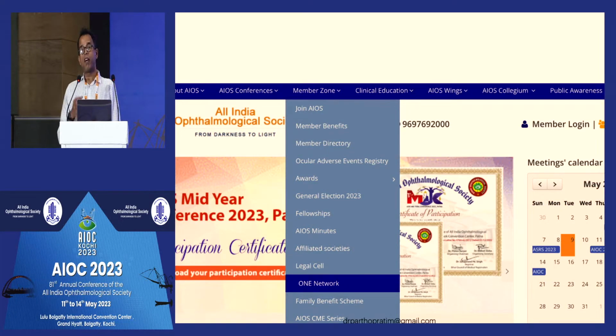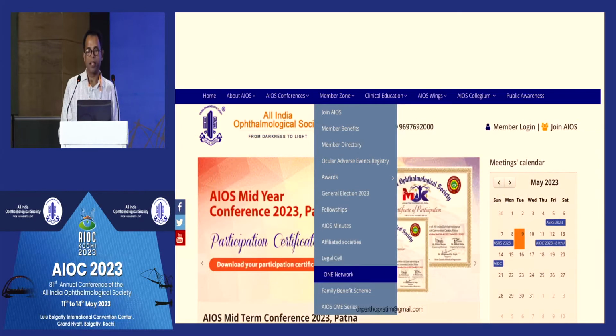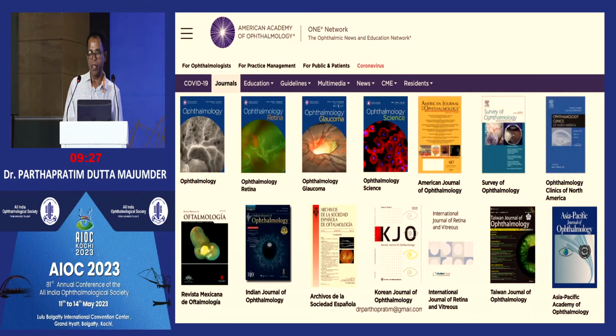I'll start with a very important opportunity AIOS has given us, that is access to the One Network. This One Network is one of the brilliant resources an AIOS member can browse. You have to write to the secretary, create a login ID, and then you will get access. You can access a lot of journals covering the entire field of ophthalmology, like the American Journal of Ophthalmology and Survey of Ophthalmology. All these journals can be accessed through the One Network in the journal section.